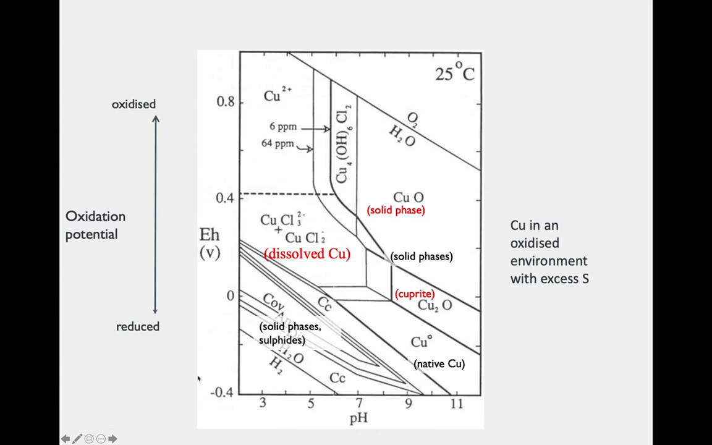So again, we can look at things like copper in an oxidized environment with excess sulfur. This time we're looking at Eh, oxidized to reduced, versus pH. So we have native copper here. If we oxidize, we get cuprite and then copper oxide, as solid phases. Down here, if we can change the pH, we can also get things like covellite, etc. Or we can move this way and we can actually dissolve copper in these complex chloride complexes.